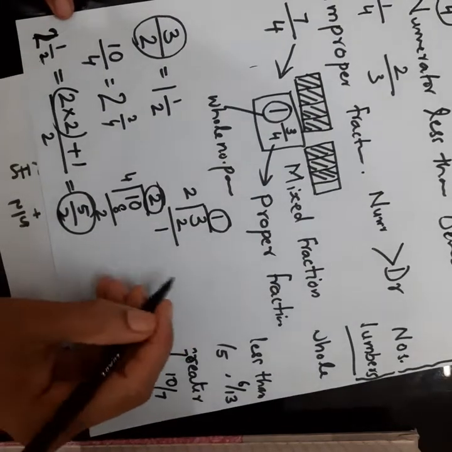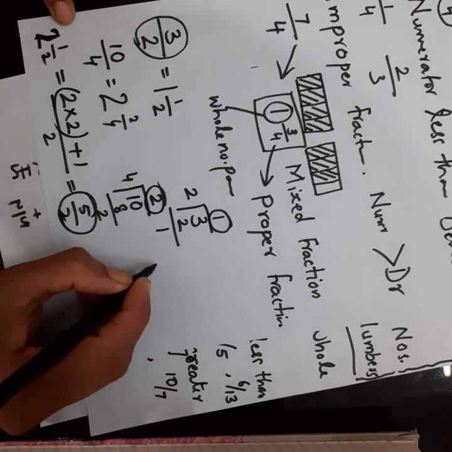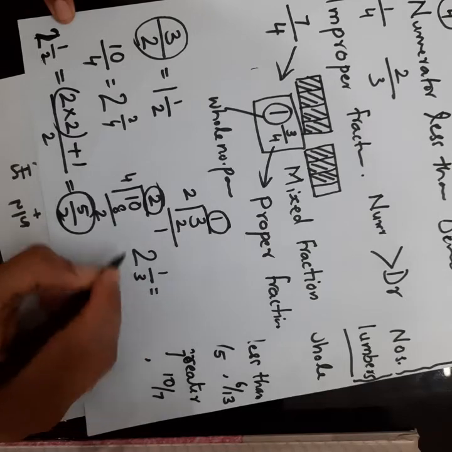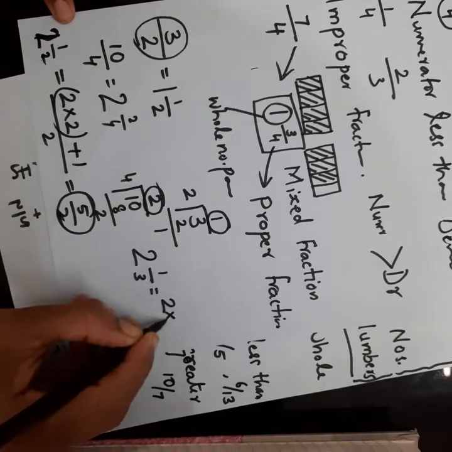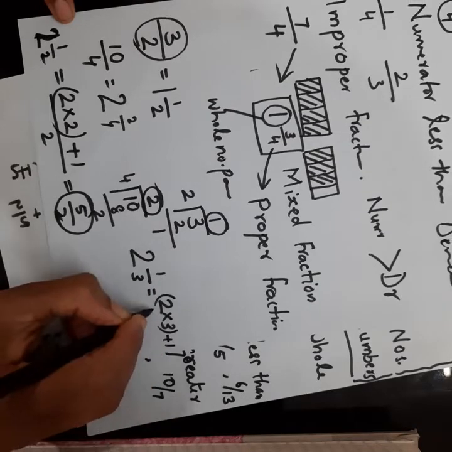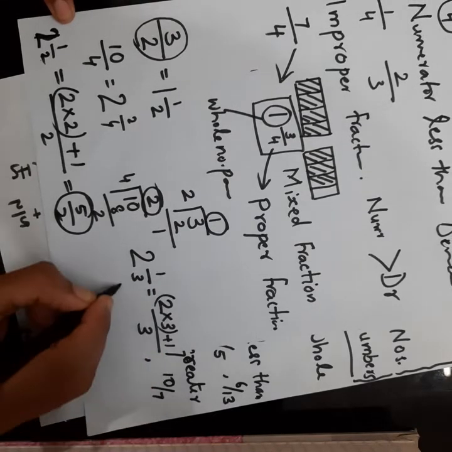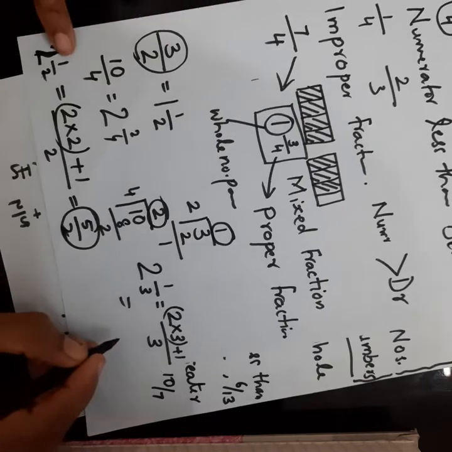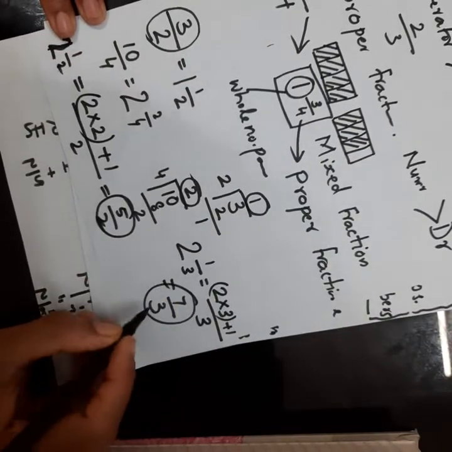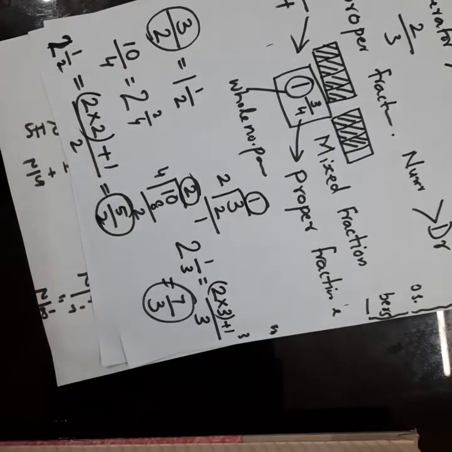So one more example. If it is 2 1 by 3, it can be written as 2 into 3 plus 1 by 3, which is equal to 2 3s are 6 plus 1, 7. 7 by 3 is the improper fraction representing the mixed fraction.